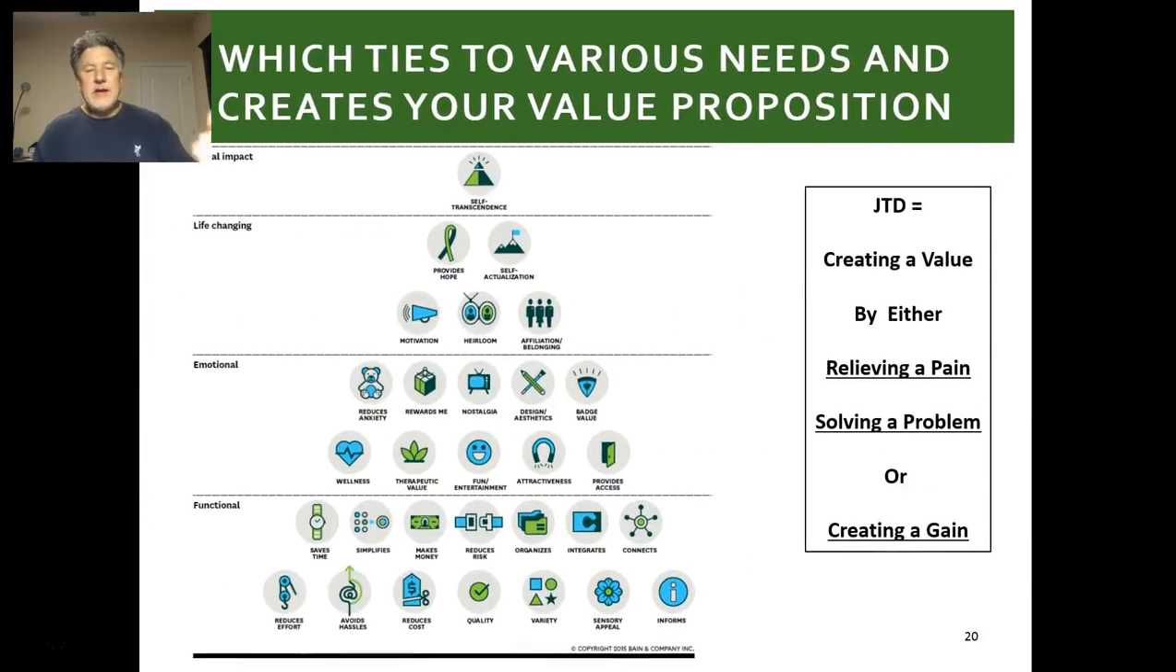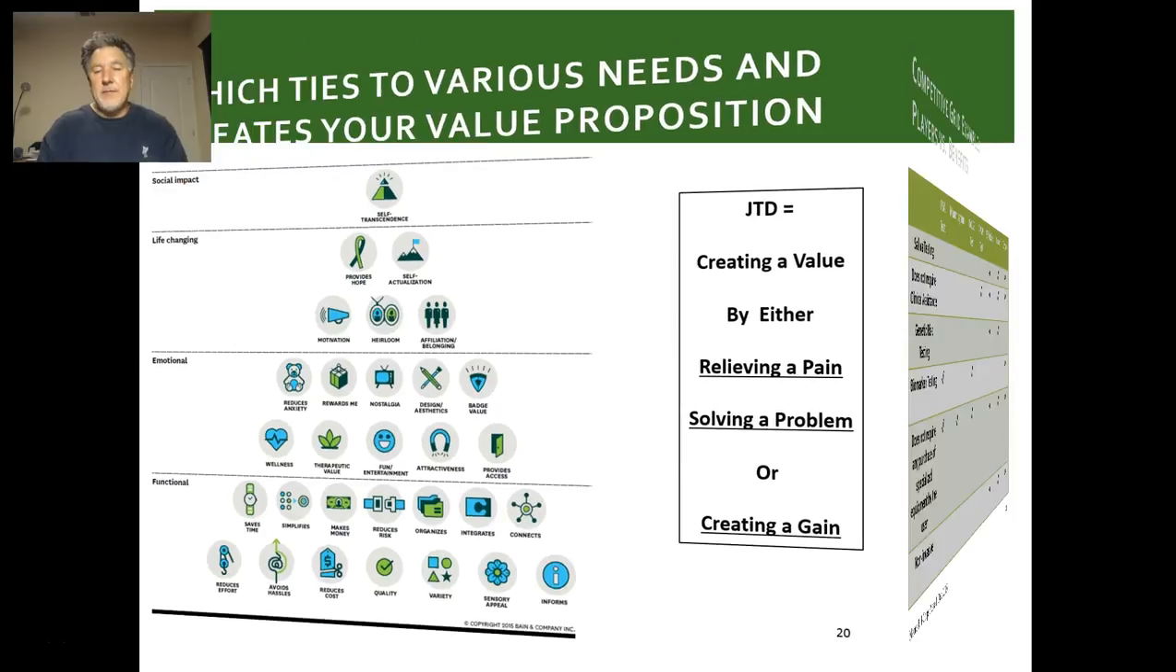In addition, take it one step further. Bain & Company has defined what the needs are that you're trying to fulfill. As you can see, there are 4 different categories: social, life-changing, emotional, and functional. And in essence, I love this because it really hones in on the job to be done. You're creating value by relieving a pain, solving a problem, or creating gain.